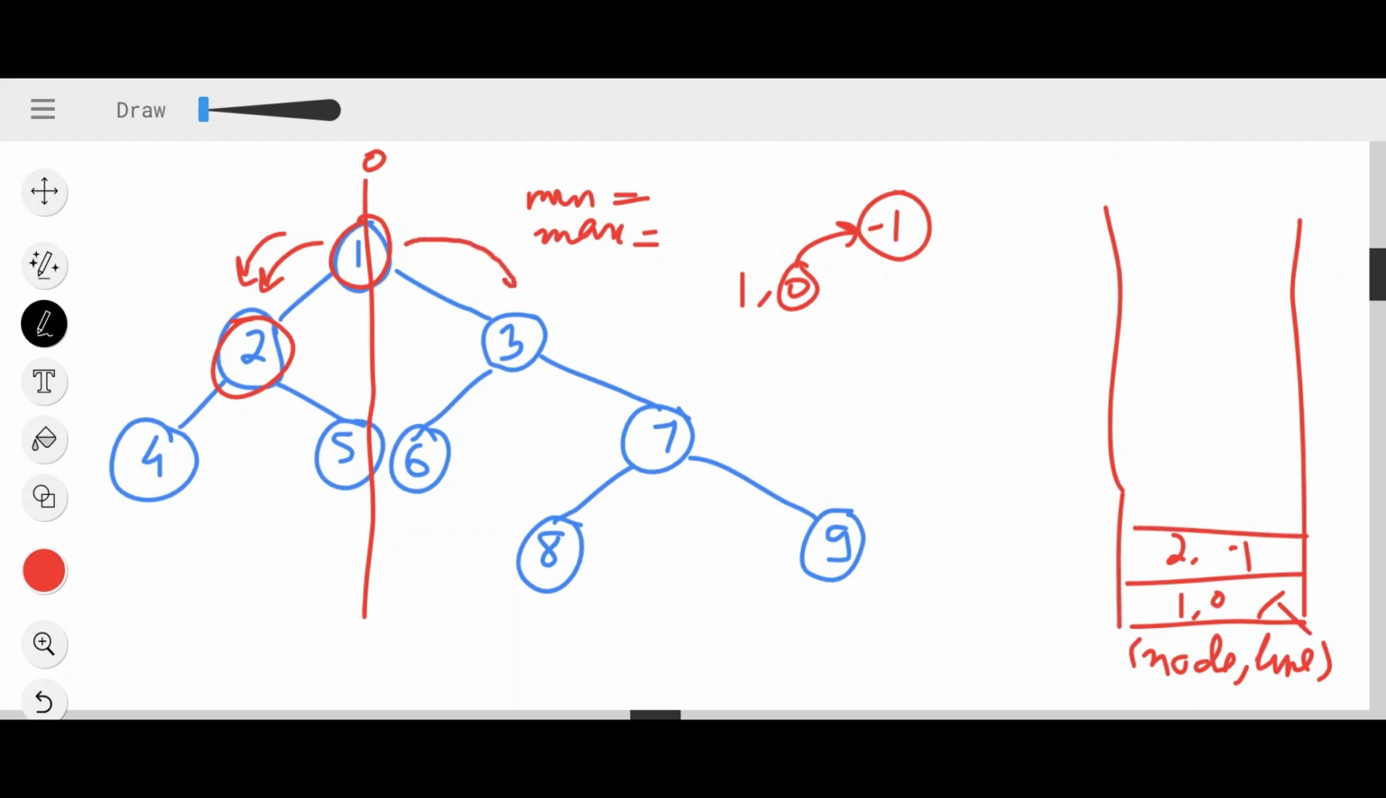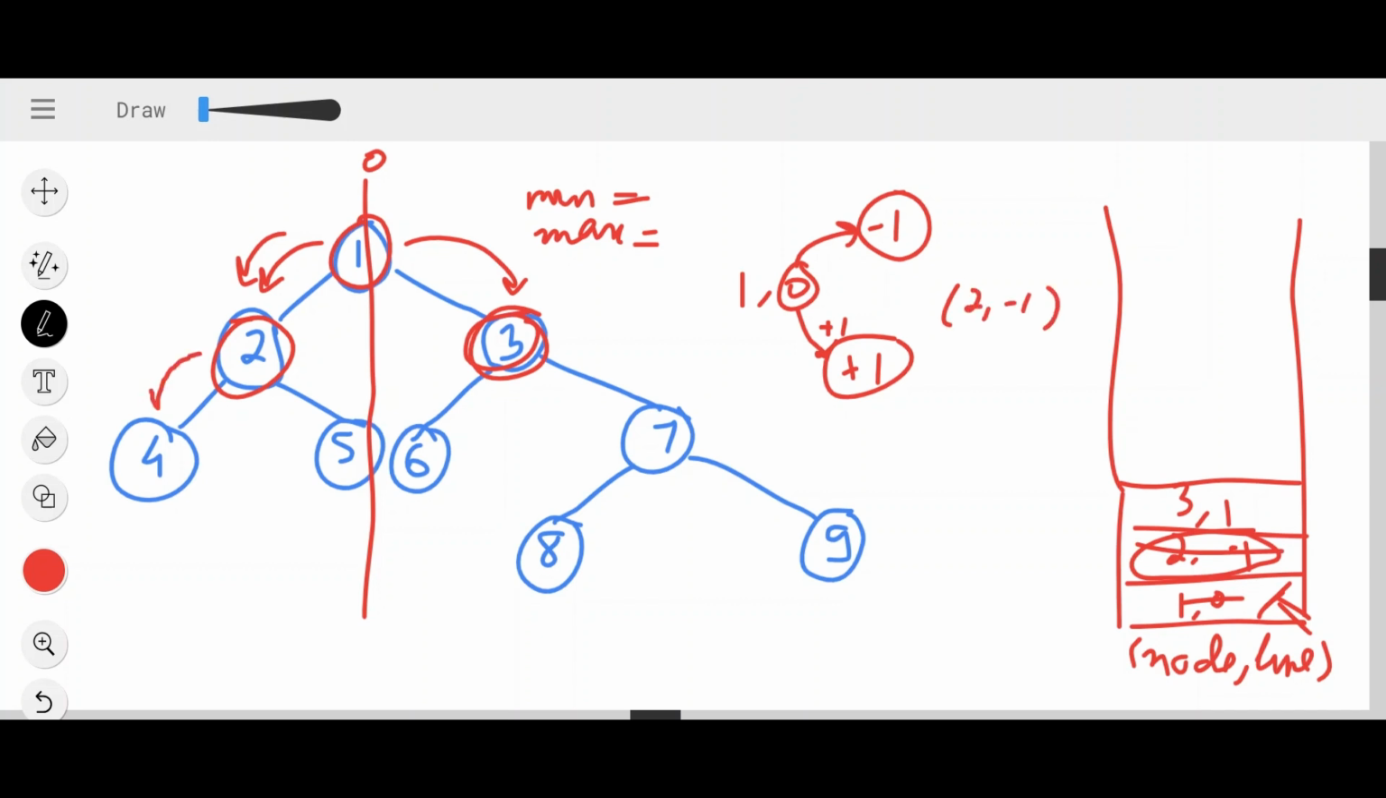And do we have any node on the right side? Yes, I do have a node on the right side, that is 3. Whenever you are moving to the right side, simply do +1. If you do +1, 0 plus 1, you will get +1. So push this node 3 and its line number into your queue. Okay, so this element has been popped out. Now, what is your next element? It is 2 comma -1. So pop this element.